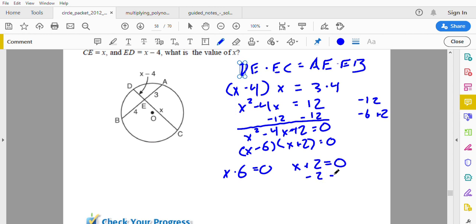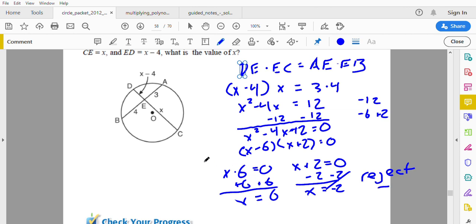We're going to subtract 2. X is equal to negative 2, and then we're going to add 6. I'll find out that X is equal to 6. We're going to reject this one. We can't have a negative length. Okay, so again, if you plug that in over here, 6 minus 4 is going to be 2, and this is going to be 6. 2 times 6 is 12, 3 times 4 is 12.